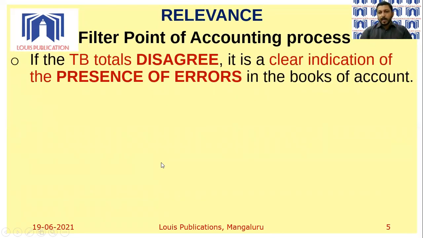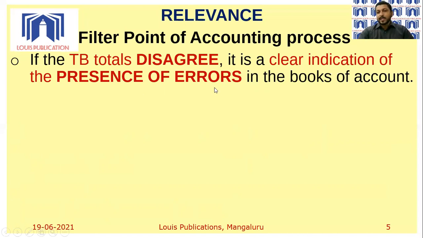When we prepare a trial balance, we have two amount columns. We have the debit balance column and we have the credit balance column. If the trial balance totals disagree, say suppose the debit total is 1 lakh rupees and the credit total is, let's say, 95,000 rupees, or let's say 1,12,000 rupees, that means the number on the credit side doesn't match the number on the debit side.